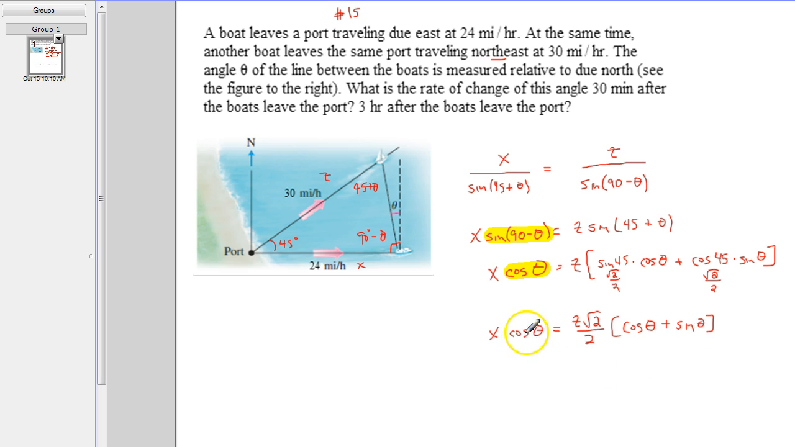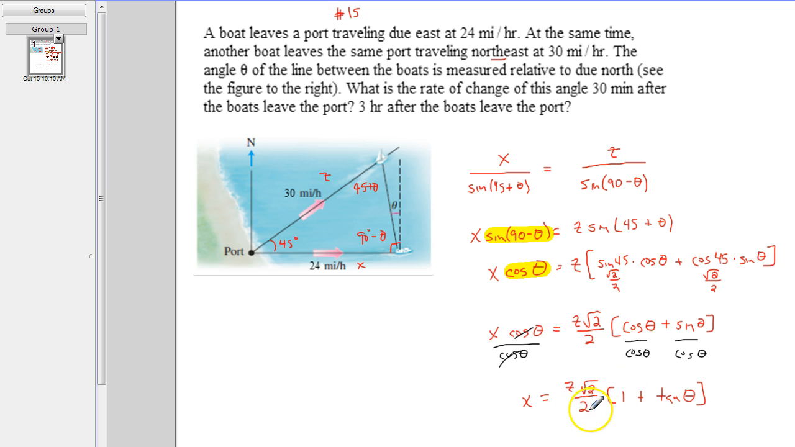And then the last step, I'm going to isolate x by itself. So x, divide both sides by the cosine here. Over here I've got this sum, so I'm going to have to divide both terms in this sum by the cosine. And so x is on the left side. This ends up being a 1, and this ends up being the tangent. So we're going to end up with x being equal to z square root of 2 over 2 times 1 plus the tangent. And there's our answer to the very first part.